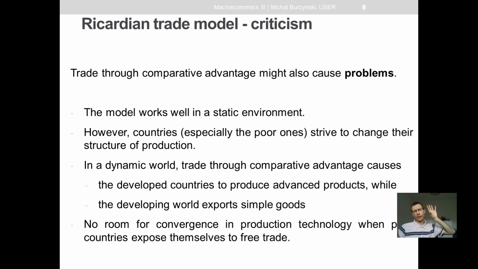product quality of the developed world and product quality of the developing world. There is no convergence in terms of the technology, as it is a standard static environment. Okay. However, even though this is not a dynamic model, we will have some dynamic models later on.